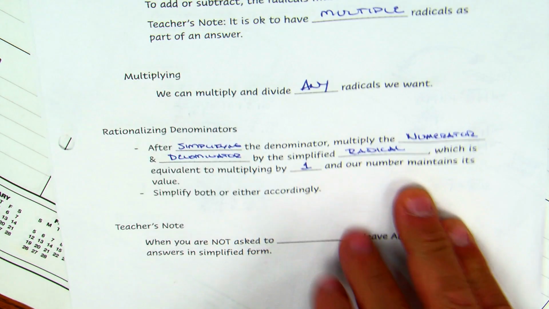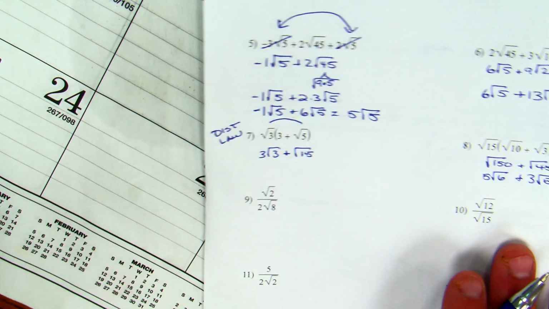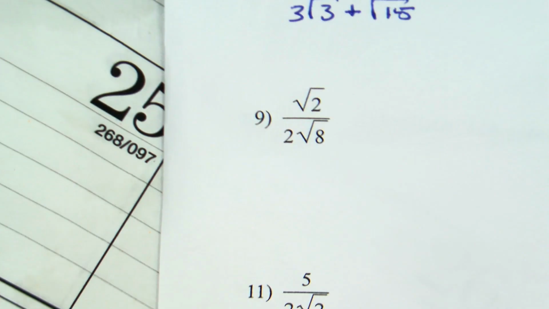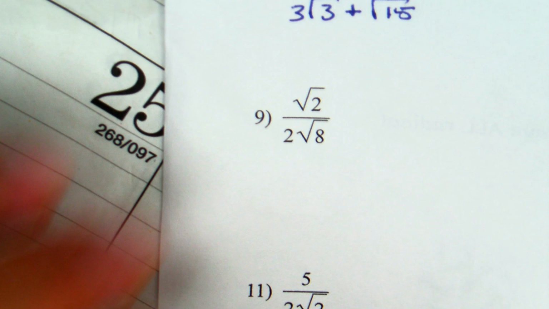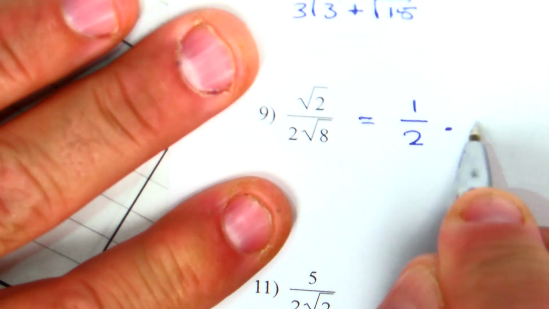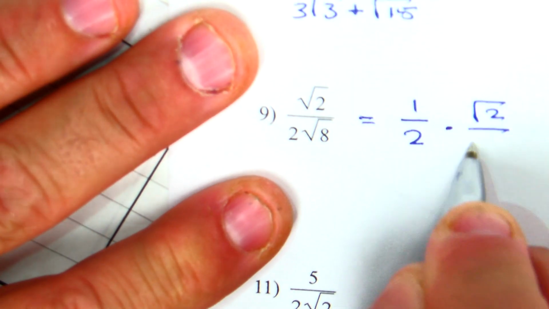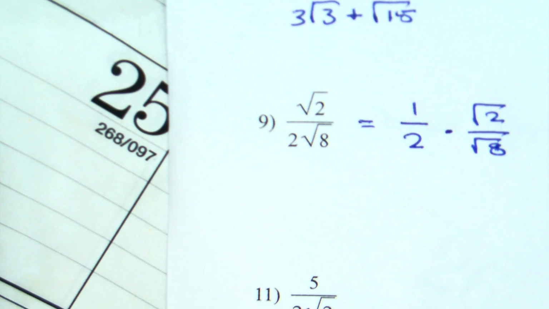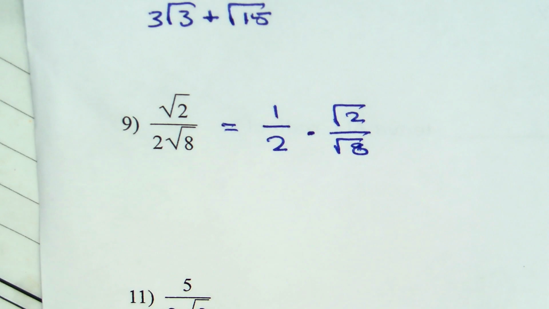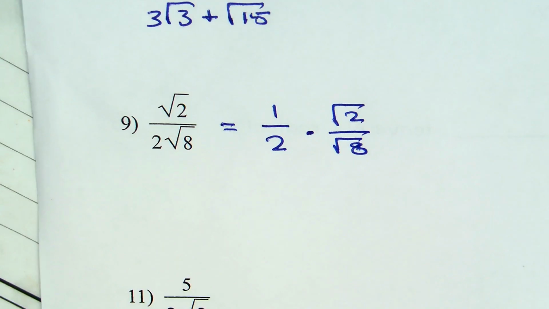Okay? So, if I look at number 9, a little hint, I'm going to rewrite it as 1 over 2 times the square root of 2 over the square root of 8. So in other words, I'm going to separate it. Everybody good with where the 1 came from? Since there's no number in front, we're assuming we're multiplying it by 1. The reason I do that is this.